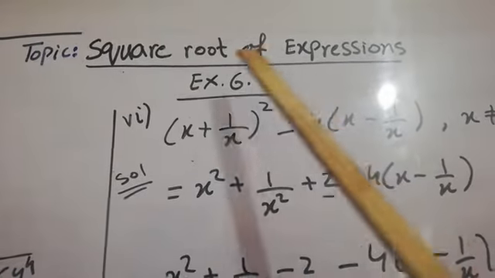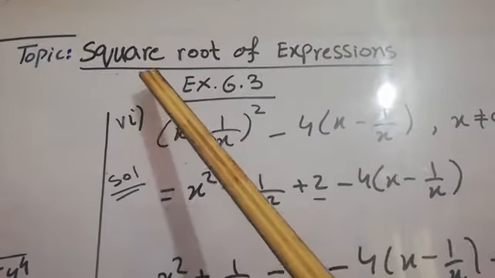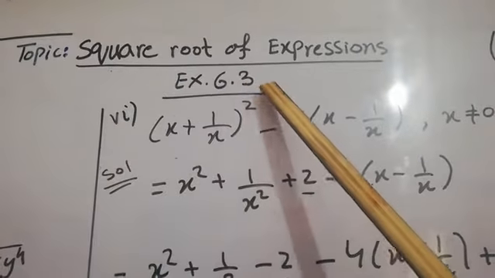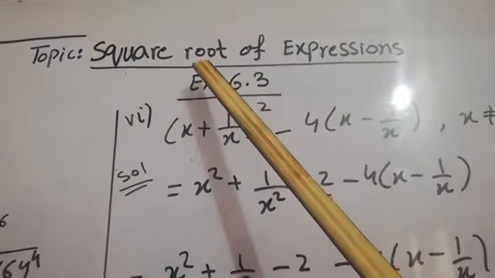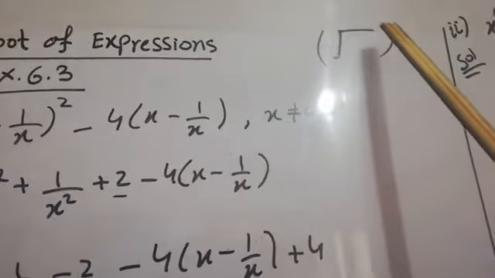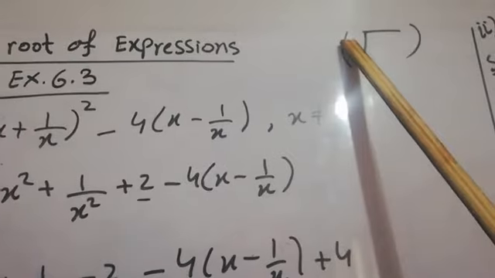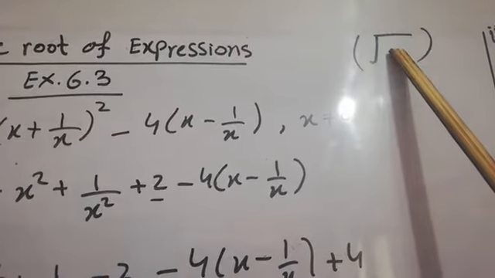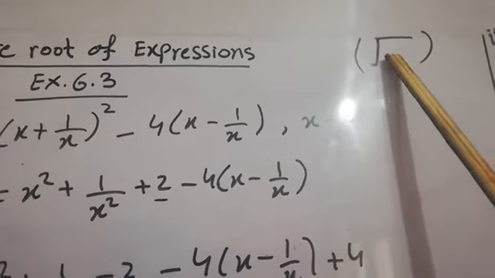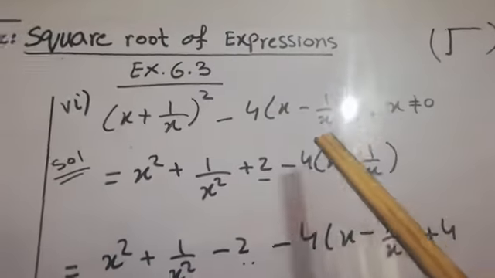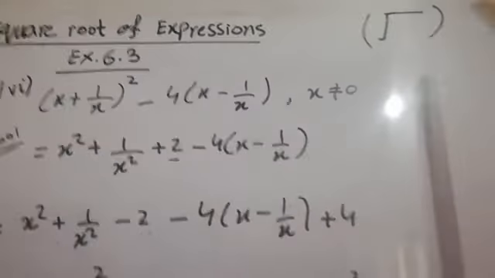Dear students, today in our lecture we will discuss the square root of expressions, exercise 6.3. Dear students, this symbol is known as the radical sign, and if its index is 2, then it is also known as the square root of the value. Square root of expression means the question is given in the form of an algebraic expression and we will find its square root.